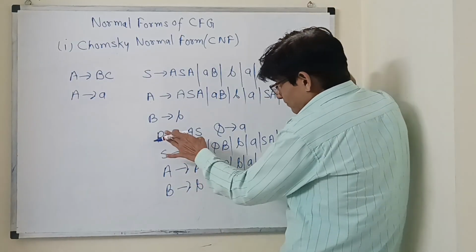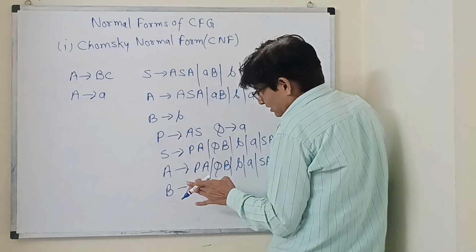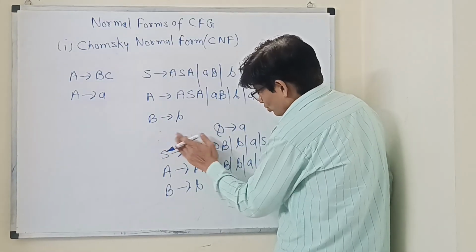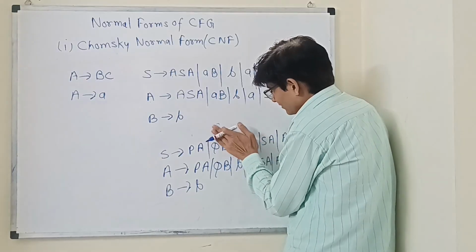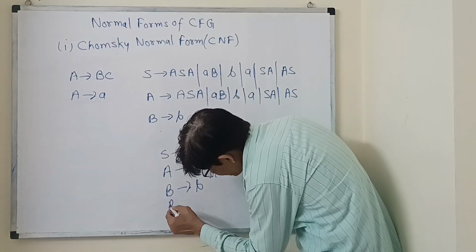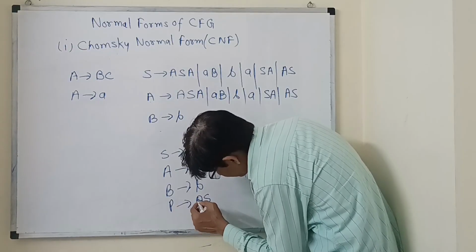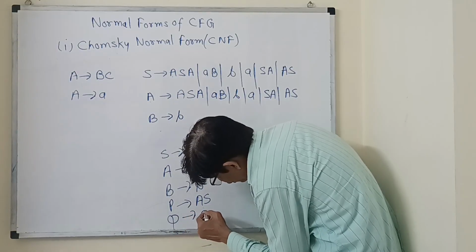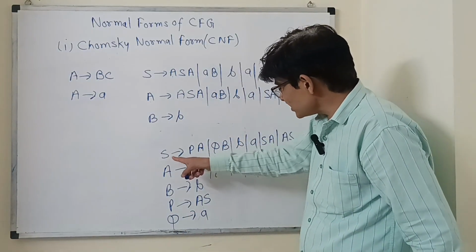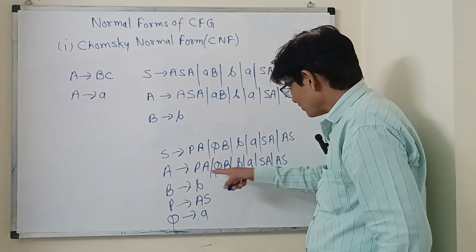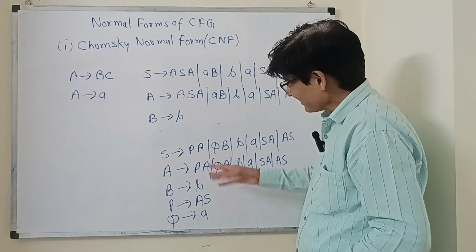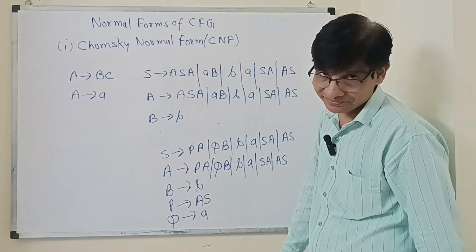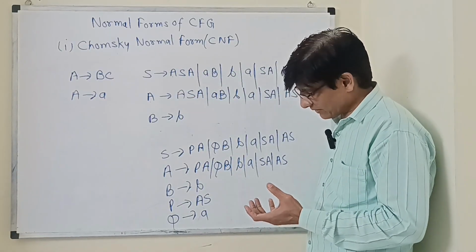As we have introduced two new variables P and Q here, I will write their productions after these productions. So I can write it like this: P gives AS and Q gives A. Now you can see all these productions are in CNF, and this is the grammar which is equivalent to the original grammar and in CNF. I hope this is very clear to all of you.